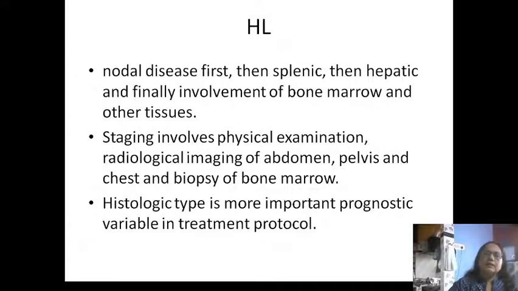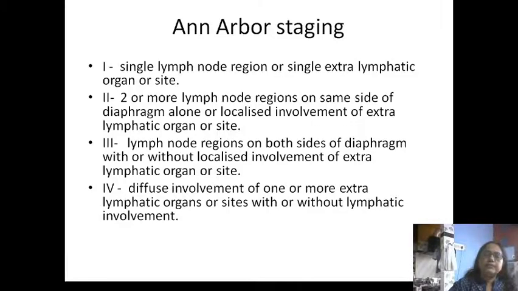Now coming to the staging. Before going to the staging, it needs a thorough physical examination of the patient, radiological imaging of the abdomen, pelvis and chest for the involvement of lymph nodes, and a biopsy of the bone marrow. This is a bone marrow biopsy. Histological type is the more important prognostic variable in the treatment protocol.